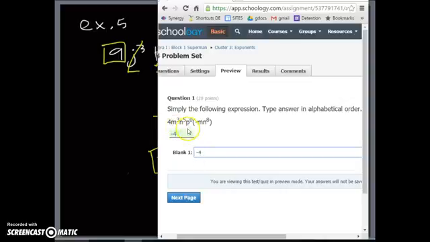Now my m's come before the other two letters in the alphabet, so we've got m to the, we've got 3 right here being added to, there's no number right here, so we know that it's a 1, so we can say 3 plus 1 is 4. We've got n to the 5 plus 8, 5 plus 8 is 13. And p to the 0 is actually 1, if you remember.